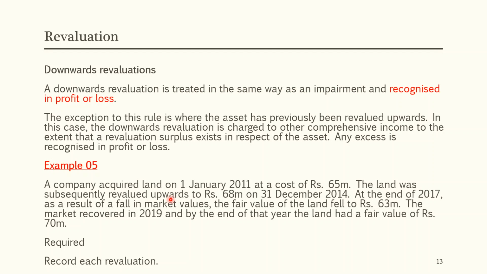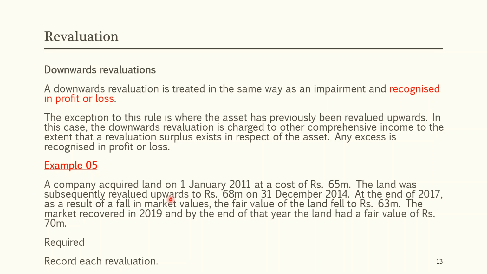Downward revaluation: initially it cost 1000. At the end of the first year we estimate it is no more 1000, it should be 800, the revalued amount. The value has gone down. A downward revaluation is treated in the same way as an impairment and recognized in profit or loss. If it is an upward revaluation, we debit the asset account and credit the revaluation reserve account. If it is a downward revaluation, we have to debit the amount to the P&L and credit our asset account. There is also an exception.